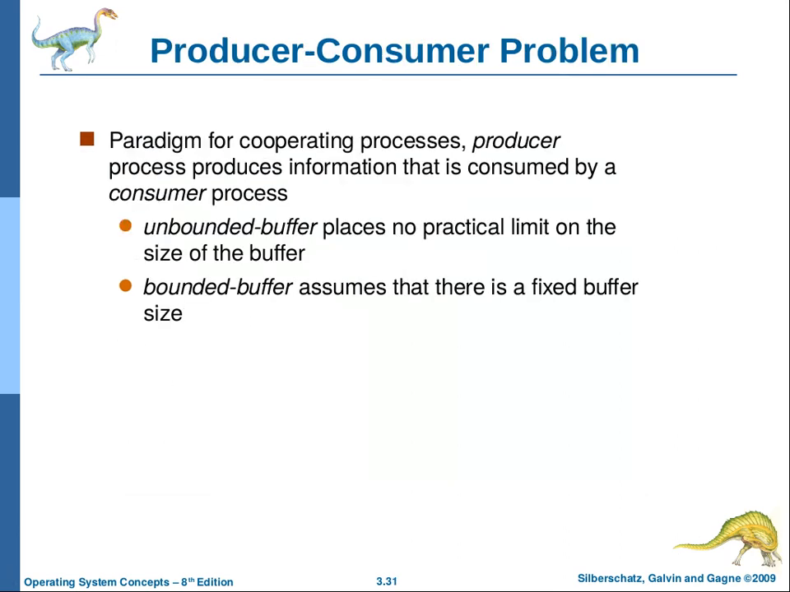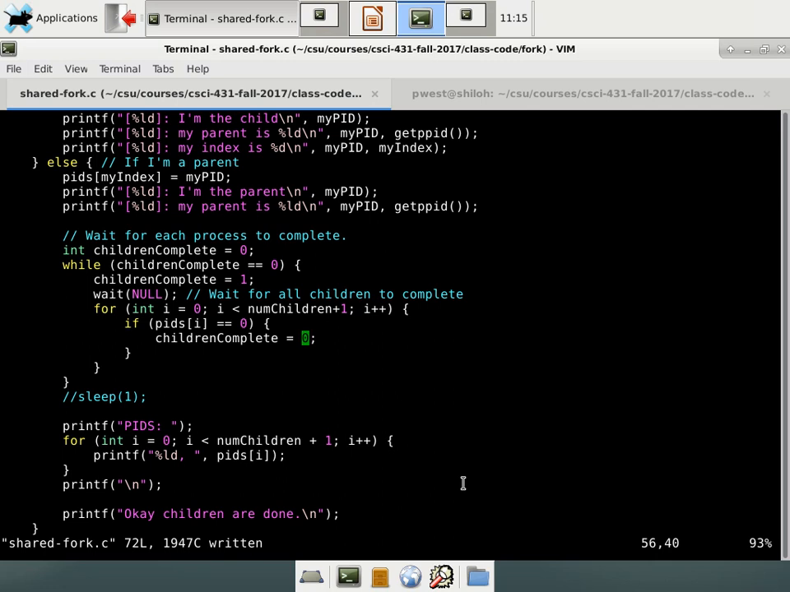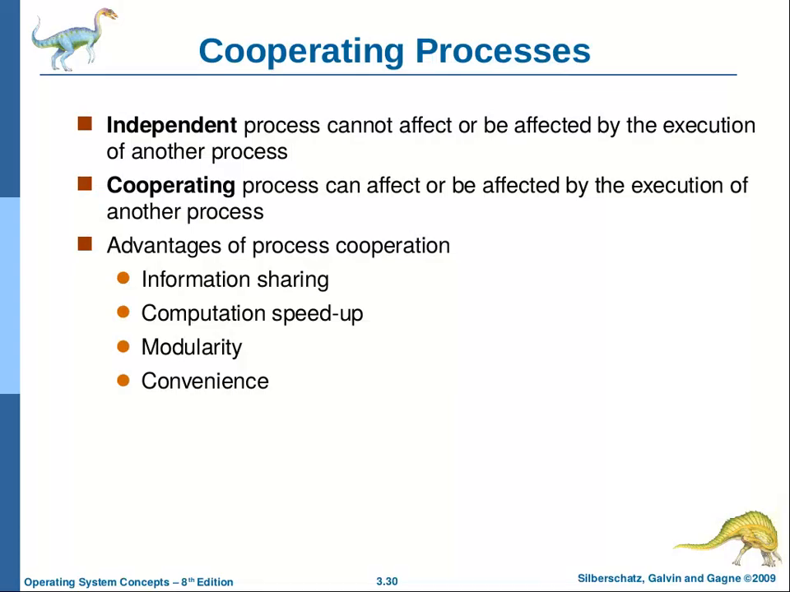We still have to talk more about producer-consumer. This is actually a producer-consumer model because the children are producing their PIDs and then the parent process is consuming them by printing them out. So this is a simple producer-consumer model. Let me go and stop.